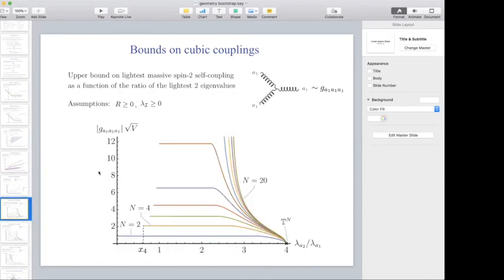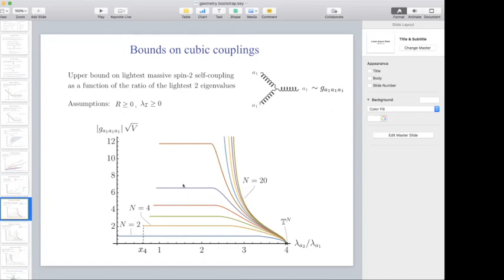Here's another set of bounds on cubic couplings. Here we're looking again at the self-coupling of the lightest massive spin 2 particle. That's the y-axis here, and then the x-axis is the ratio of the size of the second eigenvalue to the first eigenvalue. This ratio is the one that can't exceed 4.